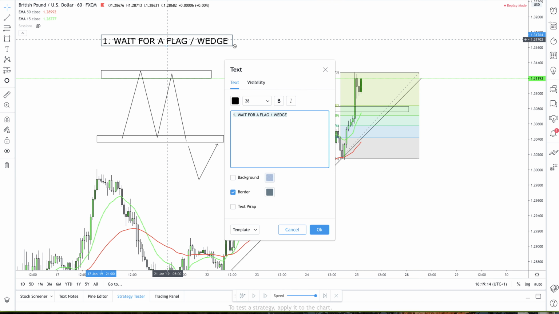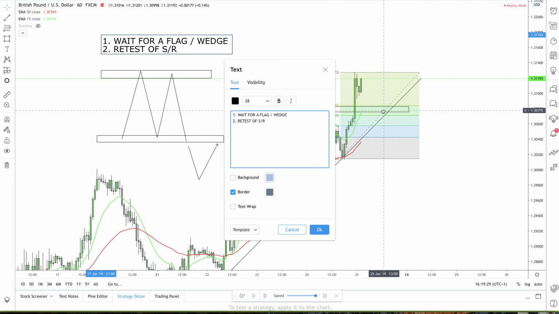So let's write these down. One, wait for a flag or wedge. Two, retest of support or resistance, okay? We'll see a retest of support and resistance. So this is resistance, we're going to retest it as support. Three, is there a trend line there that we can use as a guide to help us detect our exhaustion? Remember, trend lines are just guides. Is there a trend line there to help us see how far price wants to pull back? In this case, yes, there is.